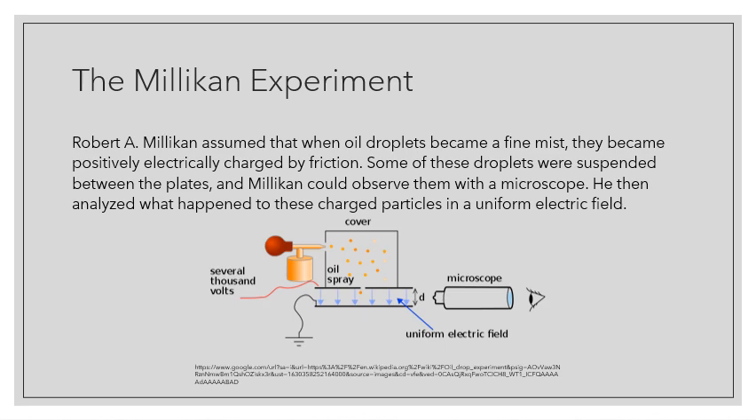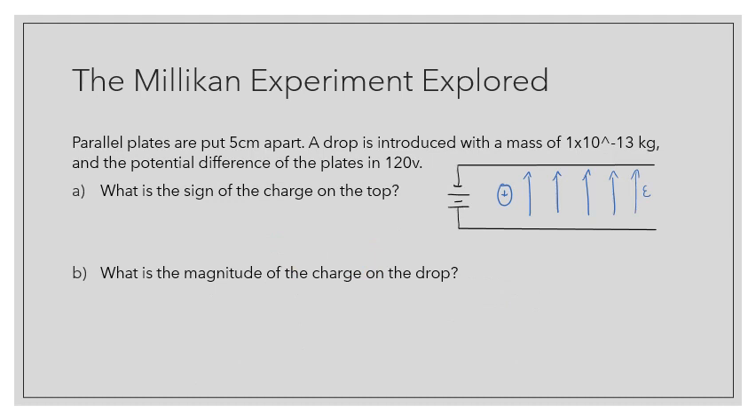So some of these droplets thus became suspended between two plates in a uniform electric field, and Millikan could observe them with a microscope. He then analyzed what happened to these charged particles in that uniform electric field by his microscope and mathematics. So right now we're going to go over the mathematics of this experiment, and we're going to find out theoretically what happened in this experiment.